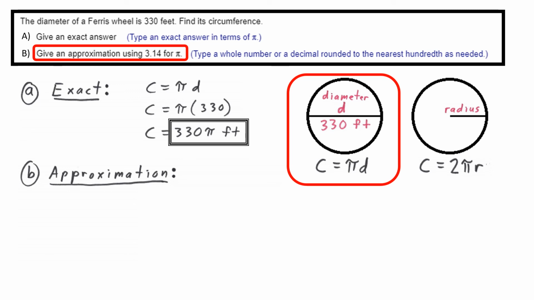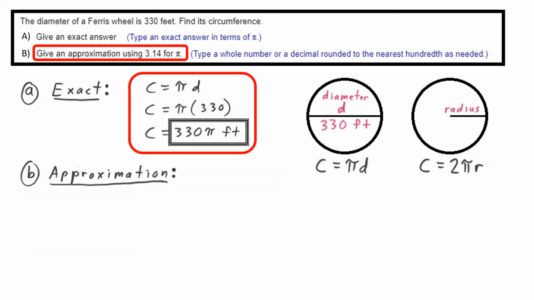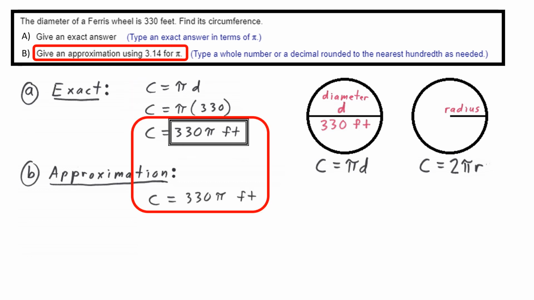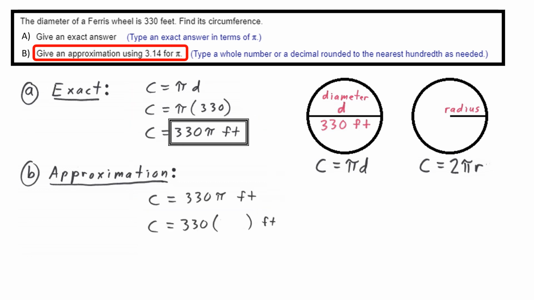Part B says to give an approximation using 3.14 for pi. We can use the information that we already worked through in part A and bring down the result. Now, because we want to approximate for pi, we replace pi with 3.14. Be careful if you're using a calculator. You may have a pi button, but that pi button will use more digits than 3.14 in the approximation, and so your answers may not match. Since this question is specifically telling us to use 3.14, that's what we need to do.